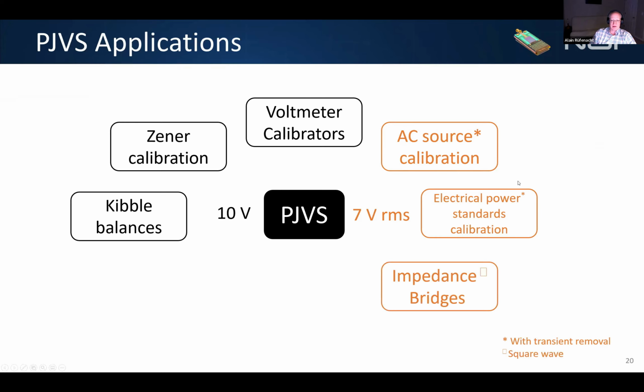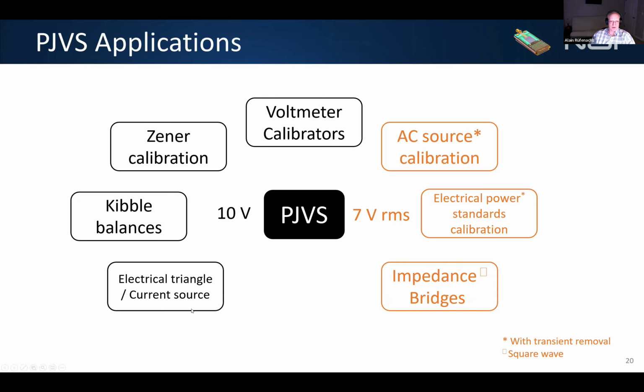Now, there's another type of measurement with impedance bridges. Those use a square wave that minimizes the role of the transient. It doesn't eliminate it completely, but those impedance bridges have some useful applications in metrology. Although right now, most of the latest developments have been done with JAWS impedance bridges.